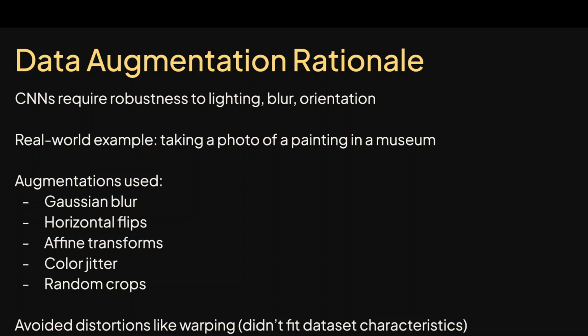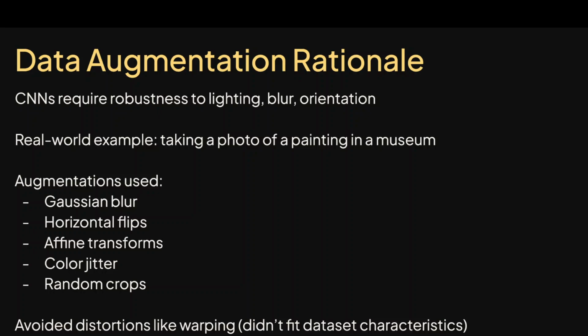For the data augmentation, we referenced the Torch documentation and we chose Gaussian blur, flips, affine, color distortion, and crop, as we believe those components would be the most appropriate for our dataset. Given that our dataset involved images of artworks, we believe that augmentations like warping wouldn't be particularly useful.